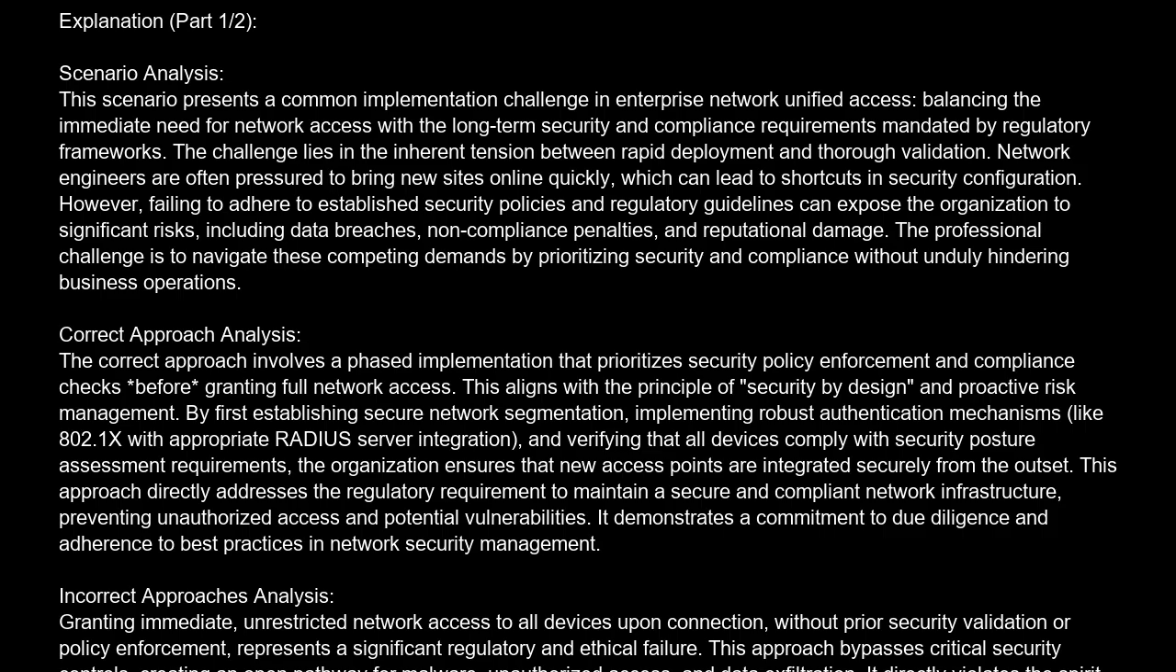Incorrect approach analysis. Granting immediate, unrestricted network access to all devices upon connection, without prior security validation or policy enforcement, represents a significant regulatory and ethical failure. This approach bypasses critical security controls, creating an open pathway for malware, unauthorized access, and data exfiltration. It directly violates the spirit and often the letter of security regulations that mandate controlled access and data protection.